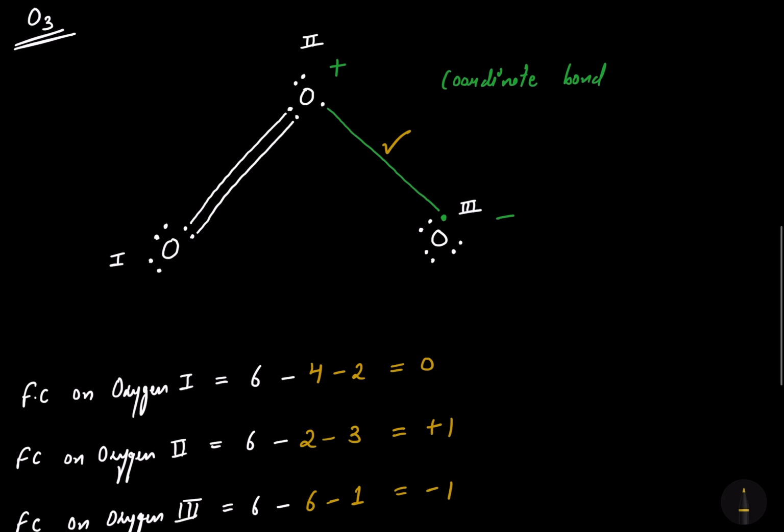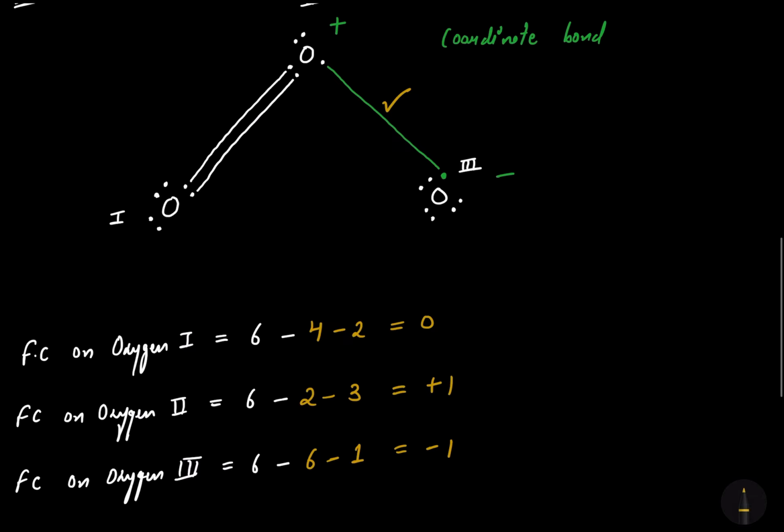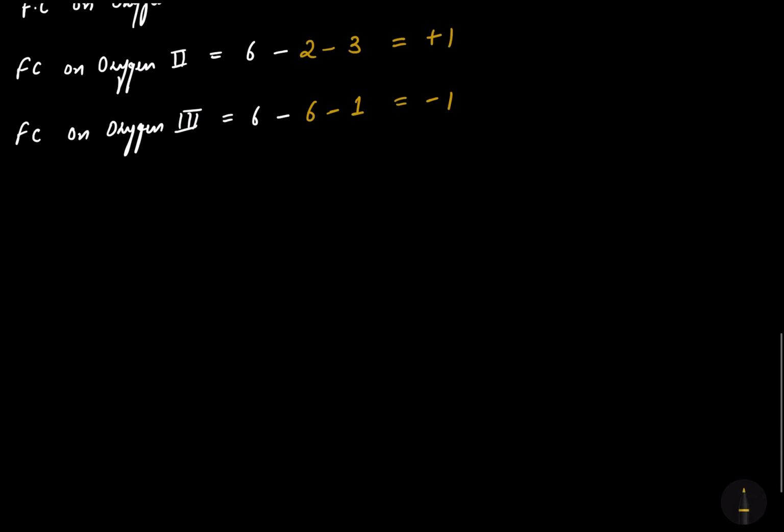So we got the formal charges in the case of ozone, that's O3. The formal charge of oxygen number 1 is 0, for oxygen number 2 it is +1, and for oxygen number 3 it is -1. Now let's take another example.